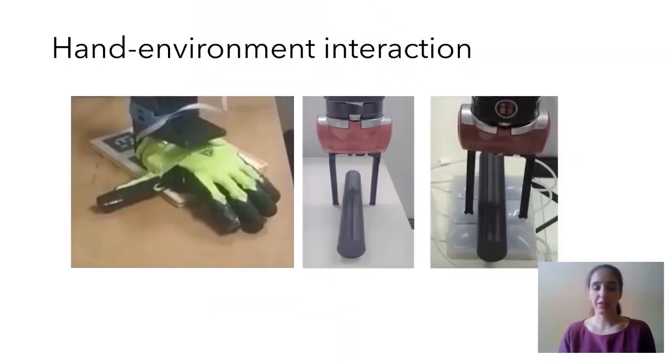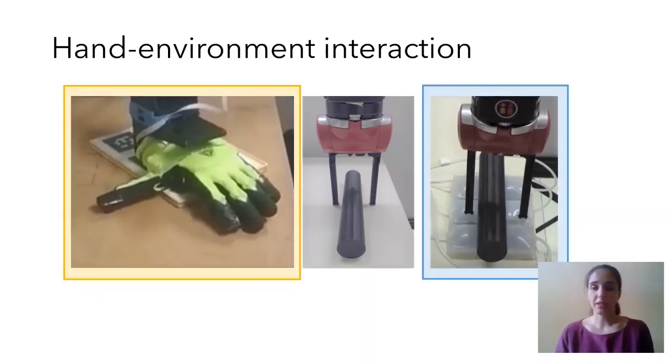Here are three different examples of hand-environment interaction. We have a soft hand interacting with a rigid environment, then we have a rigid hand or gripper in this case that is interacting with a rigid environment, and then we have a rigid gripper interacting with a soft environment. We will focus on the cases in which the interaction is intrinsically safe thanks to the fact that there is a soft interface between the hand and the environment.